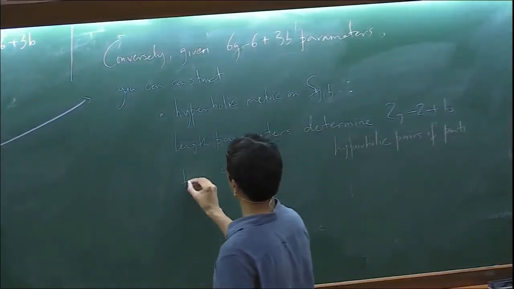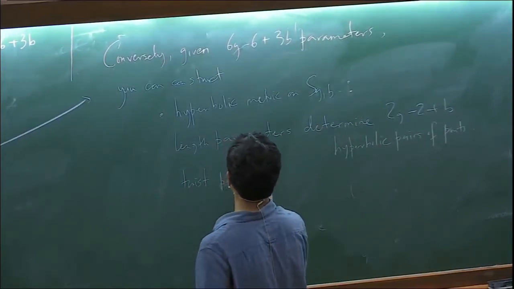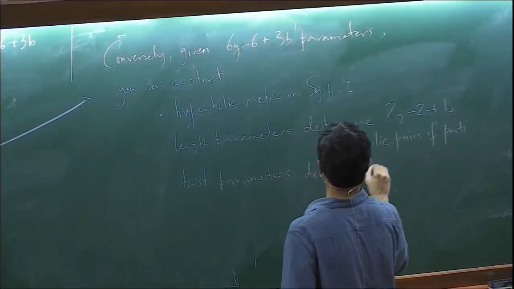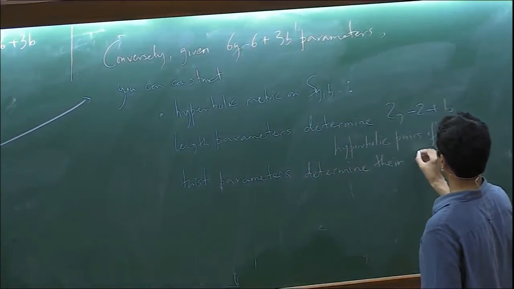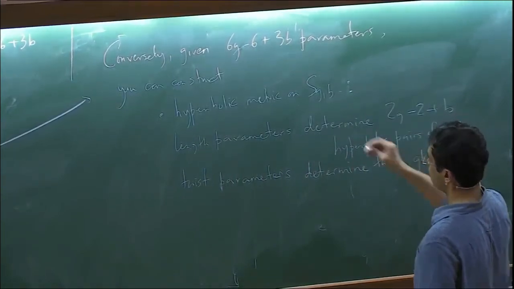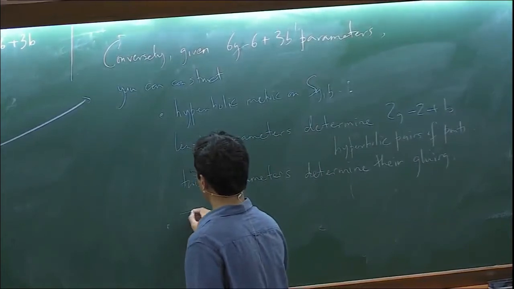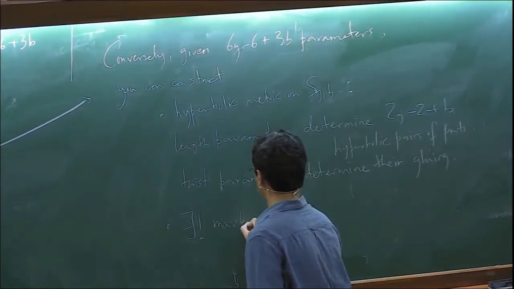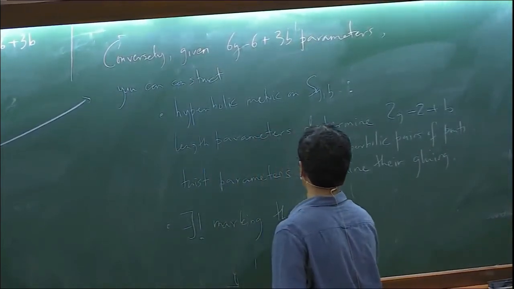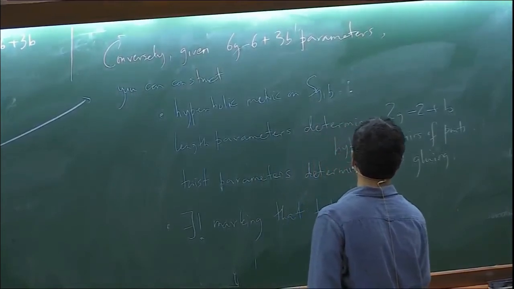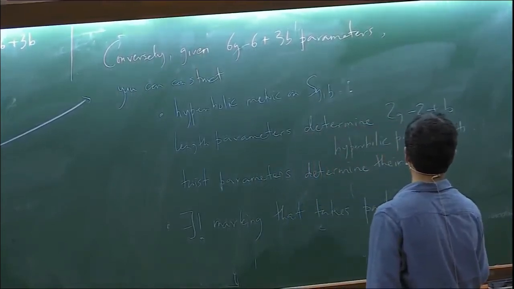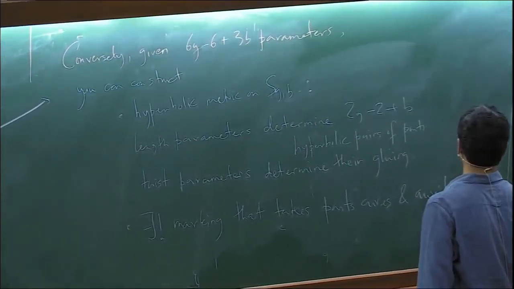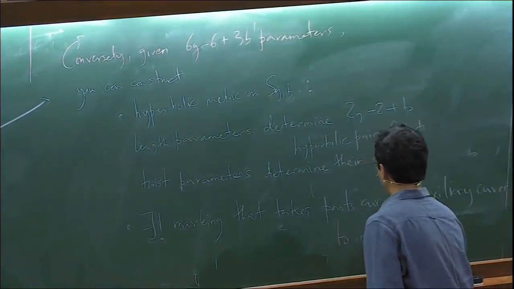And the twist parameters determine their gluing. So you find a hyperbolic metric on the resulting surface S_{g,b}. You also get a marking. How does the marking come about? Well, there's a unique marking that takes the Pants curves and the auxiliary curves, so these are curves that you've fixed on S_{g,b}, to our alpha gamma and beta gamma.